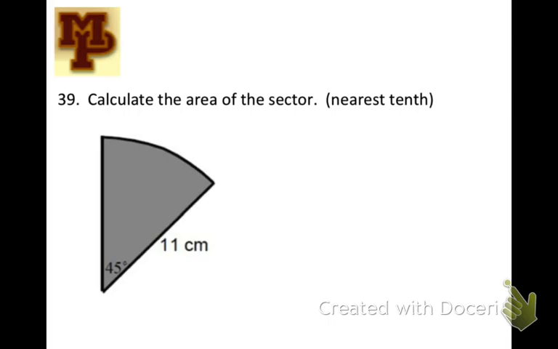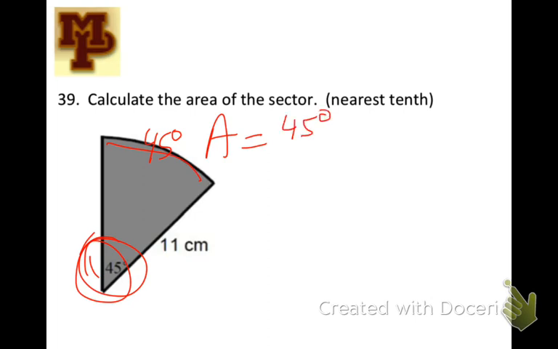All right, area of a sector. So the area of a sector is going to be a formula. We're going to take the degree measure of the central angle, which is also the same as the arc measure, and we're always going to divide it by 360. And then we're going to multiply that by the area of the circle. It's a fraction of the area of the circle.